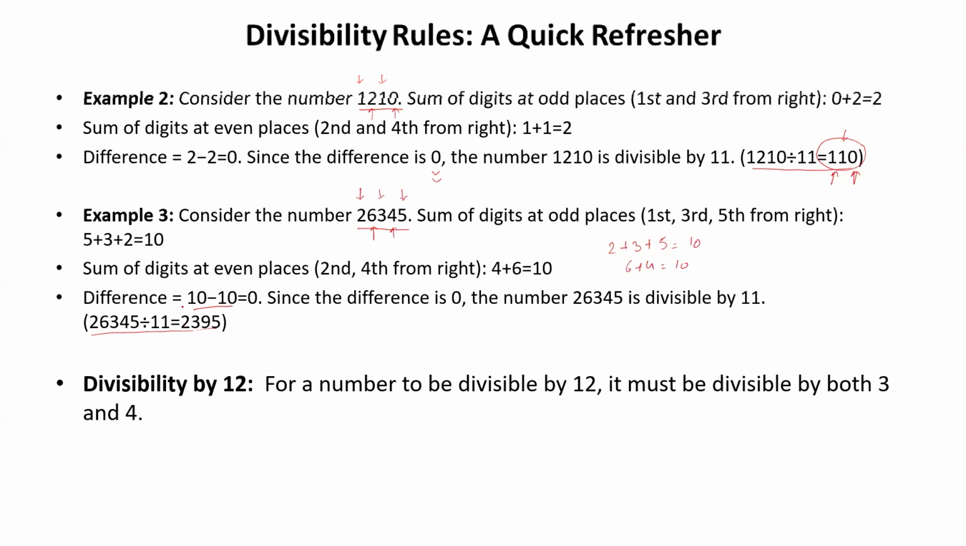And again, odd places are 2, 9. Even places are 3 and 5. So the odd places' sum is 2 plus 9, that is equal to 11.